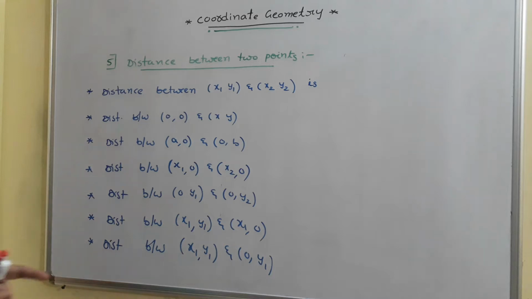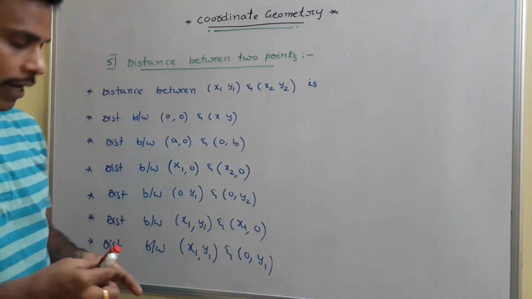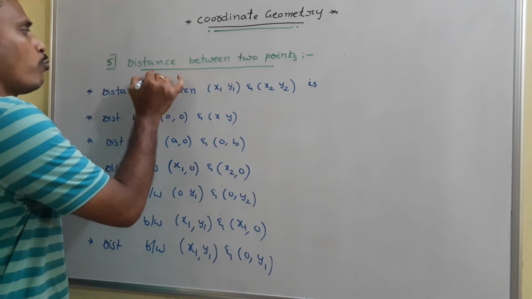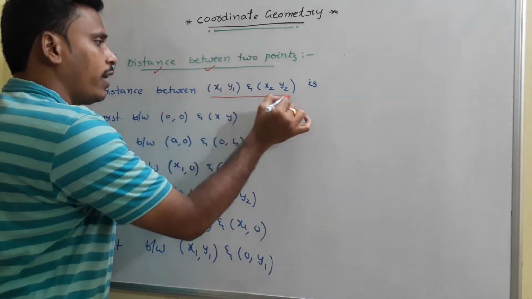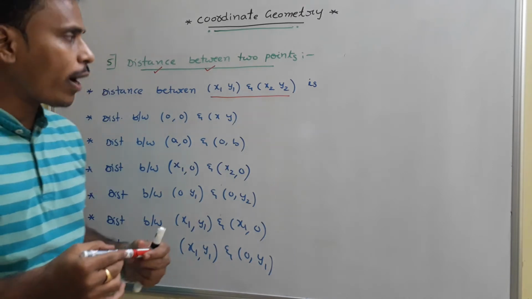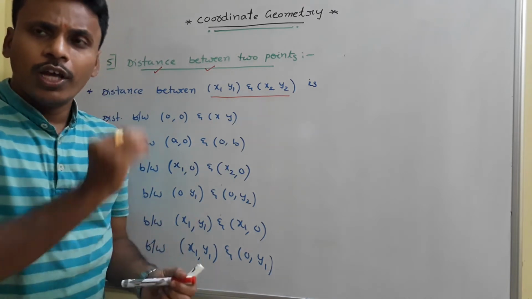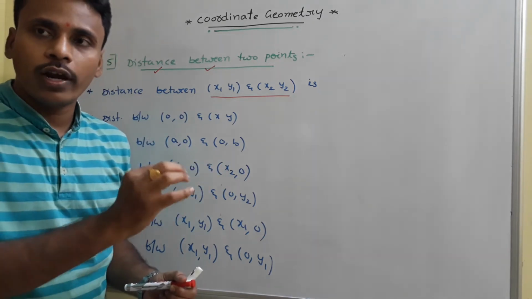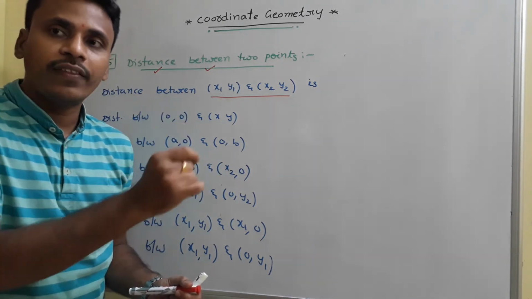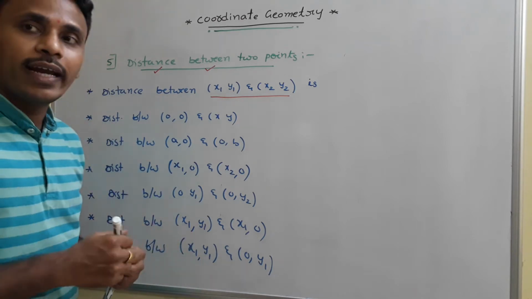The fifth one is just the distance between 2 points, right? So, distance between 2 points. First of all, you just consider 2 points x1, y1 and x2, y2. If your 2 points are x1, y1 and x2, y2, you need to locate these 2 points in the coordinate system. After locating these 2 points, to find the distance between these two, you will get a right angle triangle.